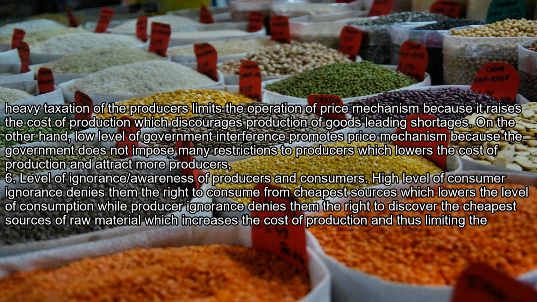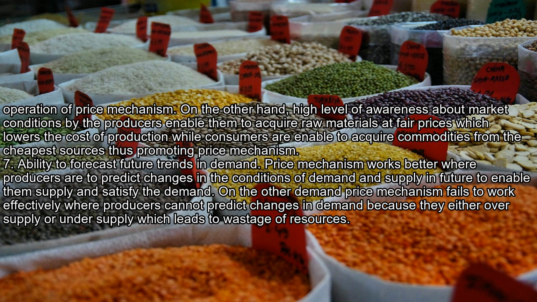6. Level of ignorance / awareness of producers and consumers. High level of consumer ignorance denies them the chance to consume from cheapest sources, which lowers the level of consumption, while producer ignorance denies them the chance to discover the cheapest sources of raw material, which increases the cost of production and thus limits the operation of price mechanism.